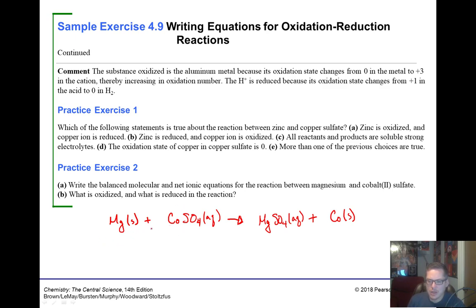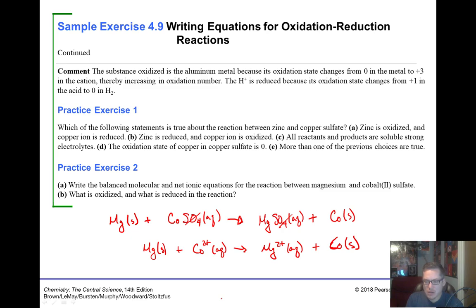Then we want to write the net ionic equation. We could go ahead and write the complete ionic equation. The only thing that's going to change is this is going to be Co2+ and this is going to be SO4 2-. Your sulfates are going to cancel as you go across, which makes our life easier. So our net ionic equation turns into magnesium plus Co2+ aqueous going to magnesium 2+ aqueous and cobalt solid. There's our cobalt solid.